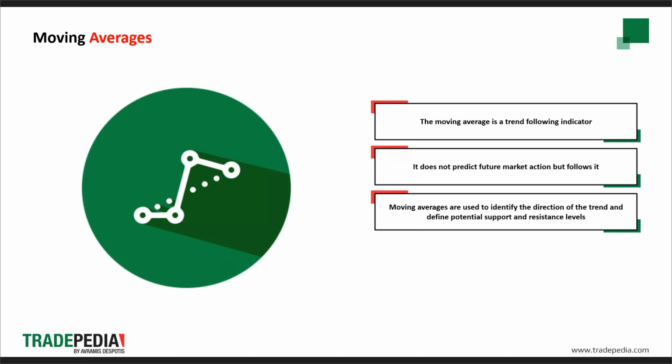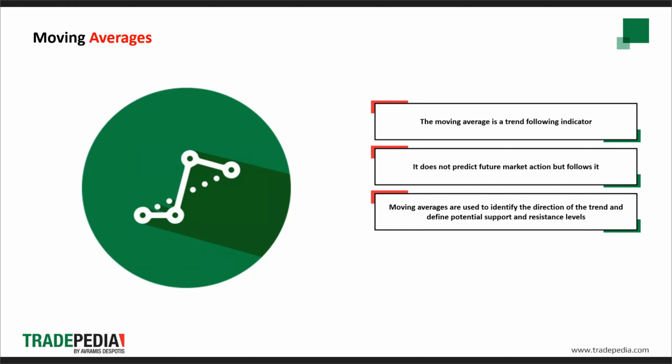And as a lot of people like to say, you want to trade with the trend because why? Because the trend is your friend. You don't want to trade against the trend. If you want to be safe, trade in the direction of the trend, and the moving average will help you to identify that trend. It also helps you to identify support and resistance levels.